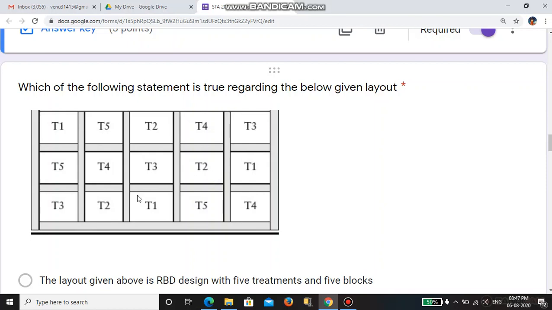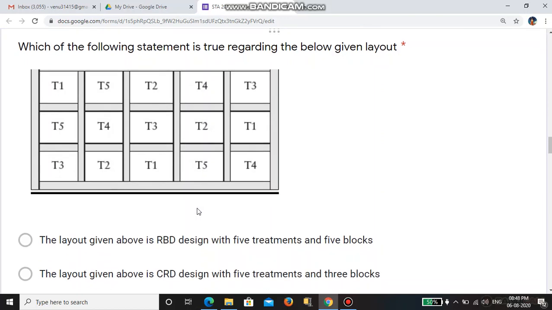See here. Okay, sorry, in this you can see the T1, T5, T2, T4, T3. So treatment is not repeating in row. T1, T2, T3, T4, T5, T1, T2, T3. Okay, so here you can see the treatment is not repeating in rows and column. Okay, so it can be either RBD or LSD.